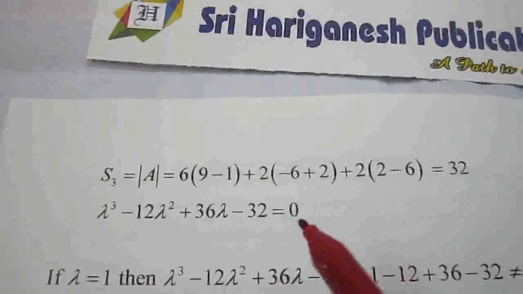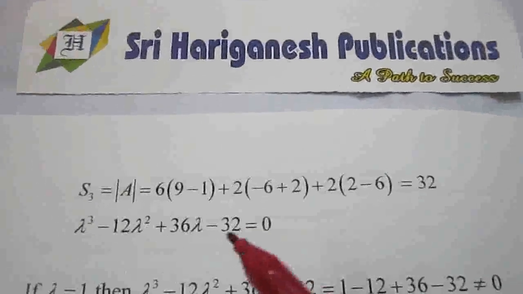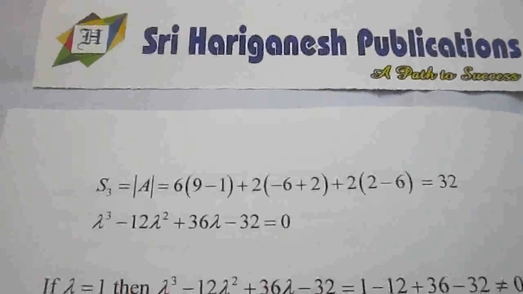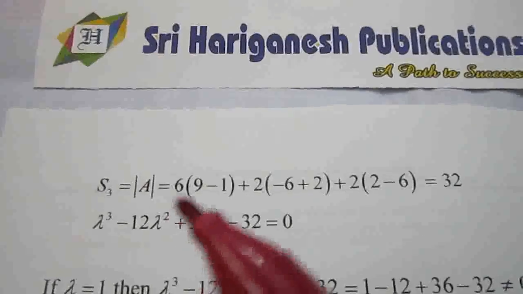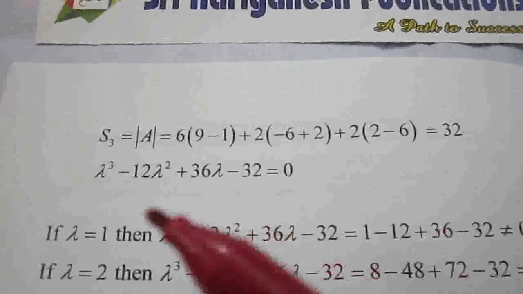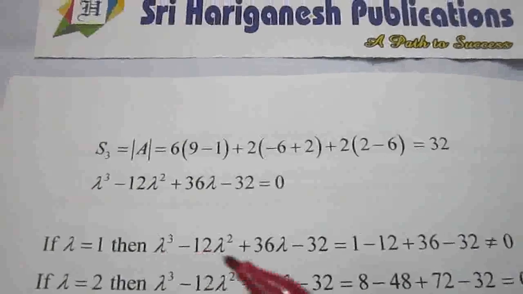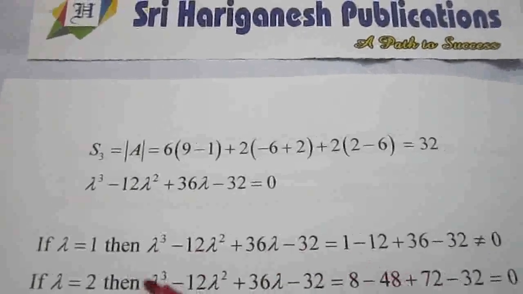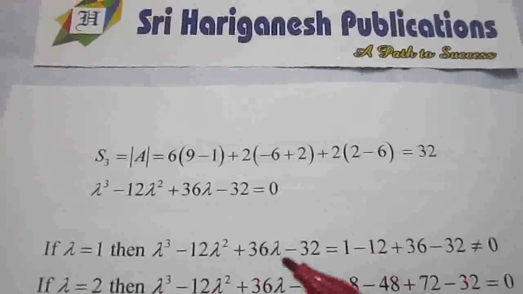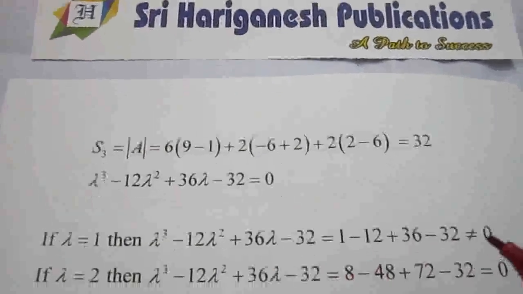Next I want to find the eigenvalues. For the eigenvalues we have to solve the cubic equation. Generally we cannot solve a cubic equation directly, so first we have to identify one root by putting in some value for λ. First I am going to put λ = 1. 1 cubed is 1, then −12 into 1 is −12, 36 into 1 is 36, minus 32. Add all the values, it is not equal to 0.